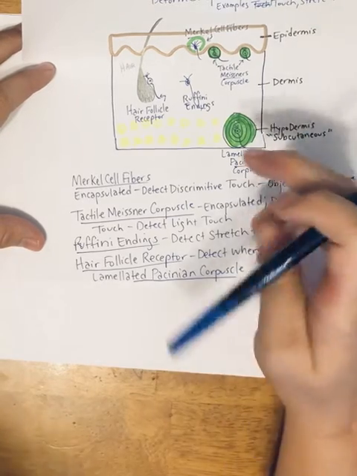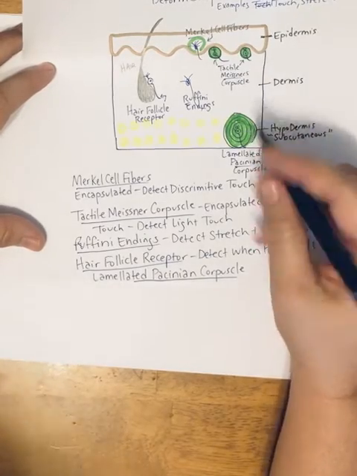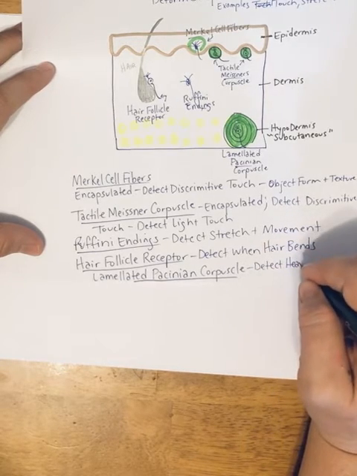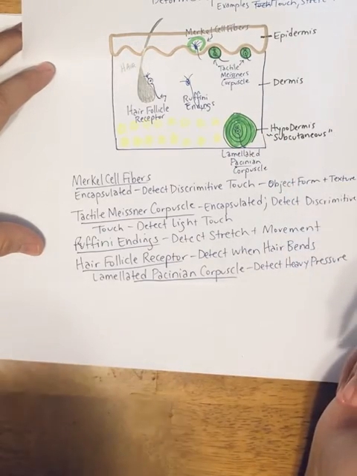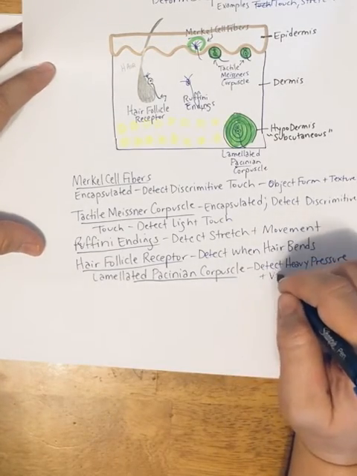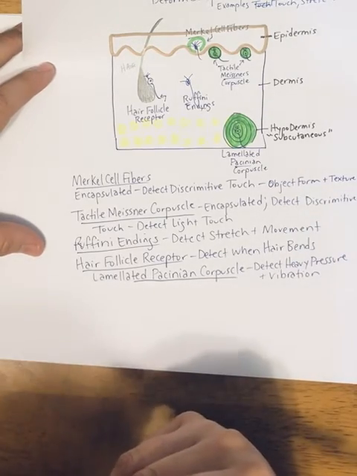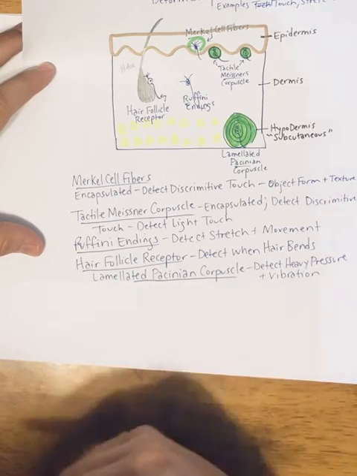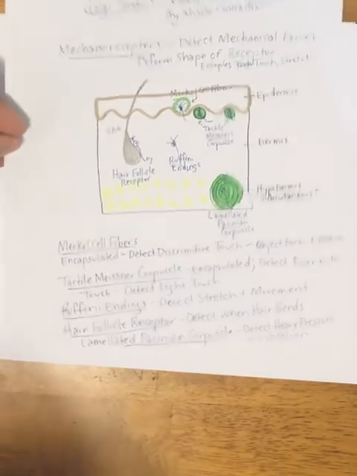Now these are deep, and corpuscle means it's encapsulated. I don't have room for that, but because these are deep, these are going to detect heavy pressure. So when someone gives you a deep massage, the lamellated Pacinian corpuscle will fire off, but it's also going to detect vibration. So these are all the different types of receptors that we would add to our safety pin cycle, and they all detect different things. We just haven't really been giving a lot of names to these.